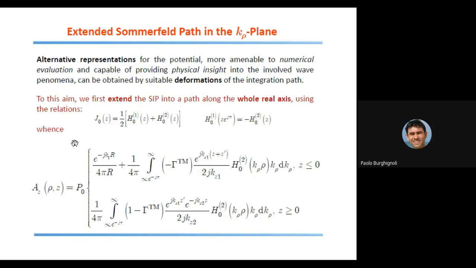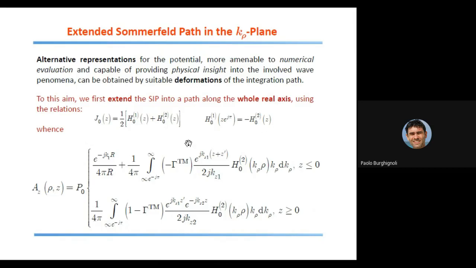To do this, the first step is to extend the original path, which runs along the positive real axis, that's the Sommerfeld integration path, into the entire real axis. That can be done by using standard relations that express the Bessel function J0 in terms of Hankel functions H01 and H02, so Hankel functions of the first and second kind and order 0. Now, the Hankel function of the first kind on the positive real axis can be related to the Hankel function of order 2 on the negative real axis and vice versa.